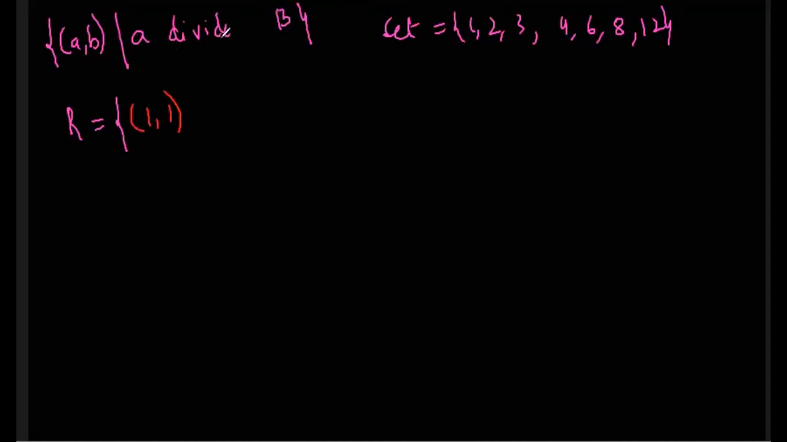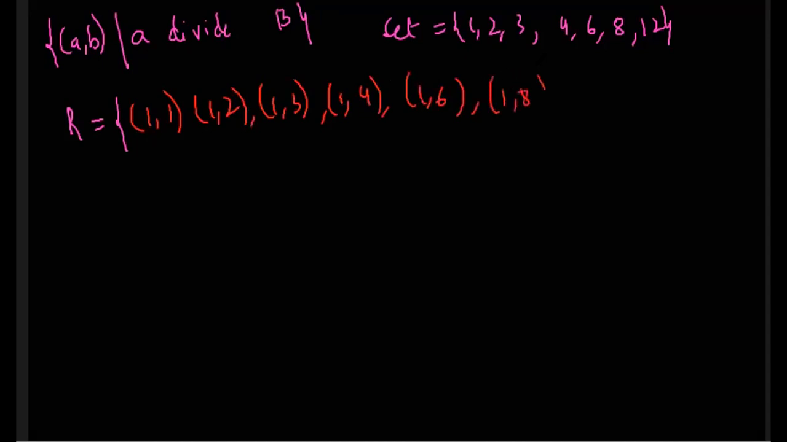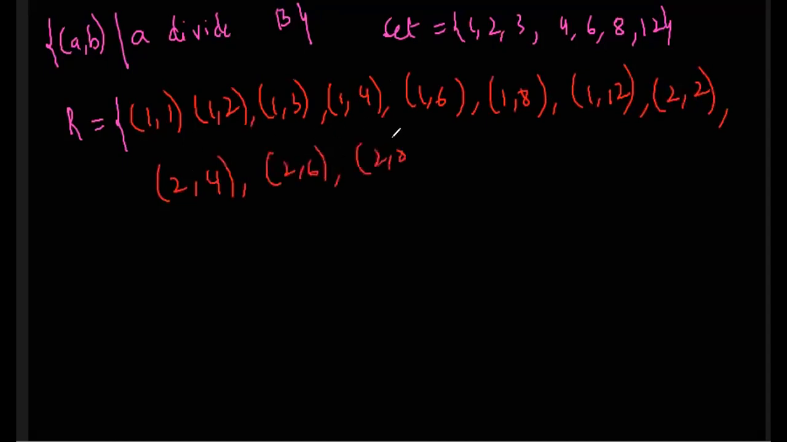So A divides B. So 1 will divide 2. So we have 1 2, 1 3, 1 4, 1 6, 1 8 and 1 12. Now what about 2? 2 will divide 2 itself, and 2 will divide 3? No, it won't. So 2 4, 2 6, 2 8, 2 12.